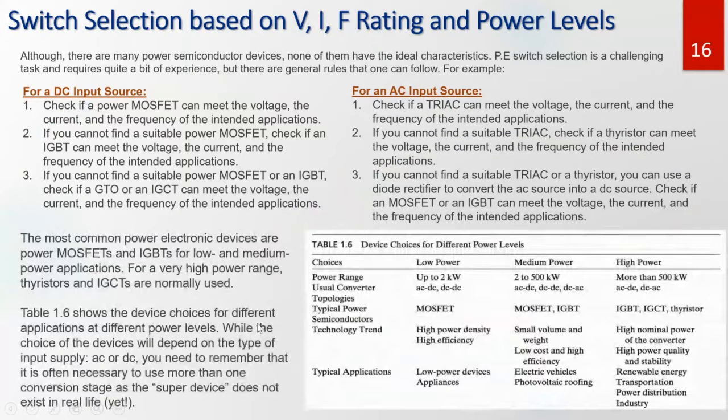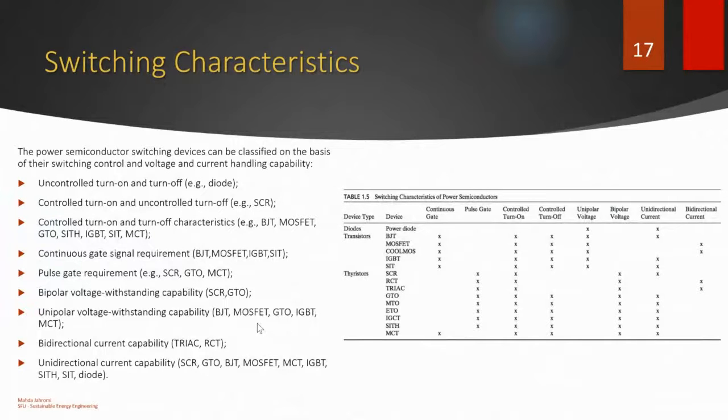But in selecting switches, the main three things are: what is the source? Is it DC or AC? And then what is the power rating? And then what is the switching frequency requirement? Once you determine these, you're halfway into selecting your switch, or you're 60 or 70% of the way there, right? The next thing that you have to check is what is the switching requirement. So what is the control requirement of your switch?